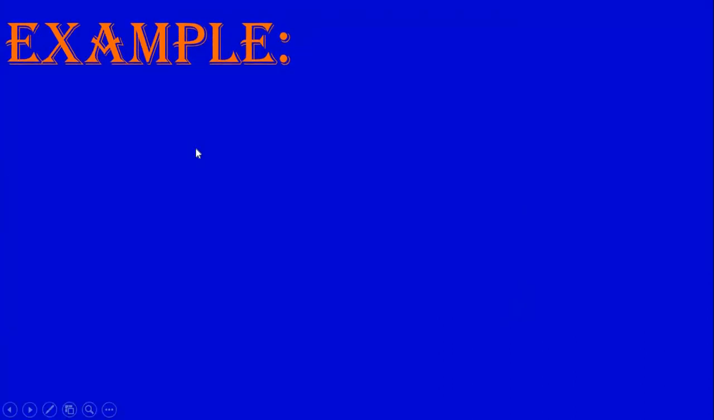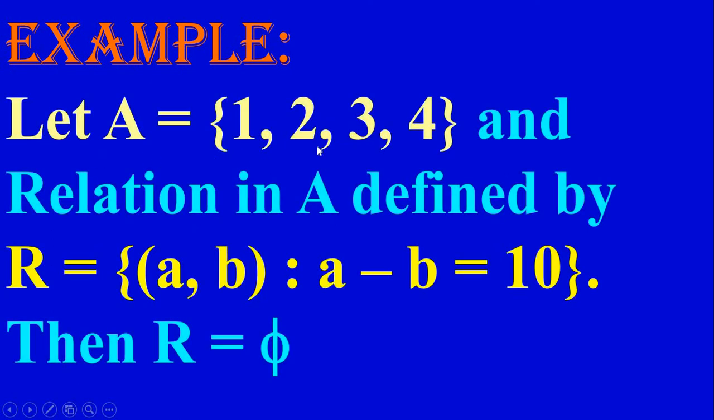Now we take one more example. Take A equal to {1, 2, 3, 4} and relation in A defined by set of all (a, b) such that a minus b equal to 10. So when we subtract these two numbers, we have to get 10. So it is not possible. So if we consider 4 minus 1 or 2 minus 3 or 3 minus 1, 4 minus 3, we will not get 10. Here no element is related to other element. So here R equal to empty set. So therefore R is empty relation.